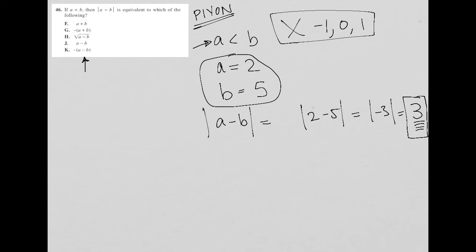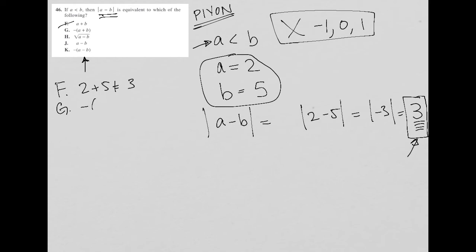into the answer choices. So choice F, when I plug my numbers in, says A plus B, which would give me 2 plus 5, which is not equal to 3. That's how I look at it, okay? Because again, I'm trying to match this 3 that I got from plugging my numbers into the question. So F is not right.